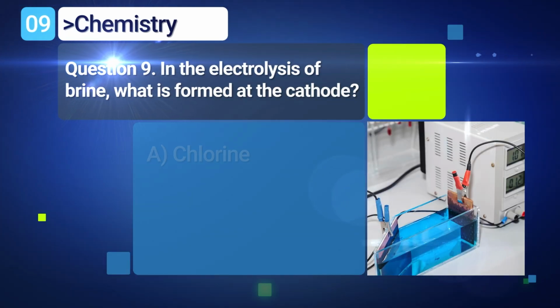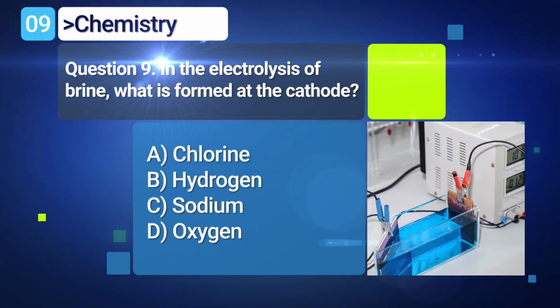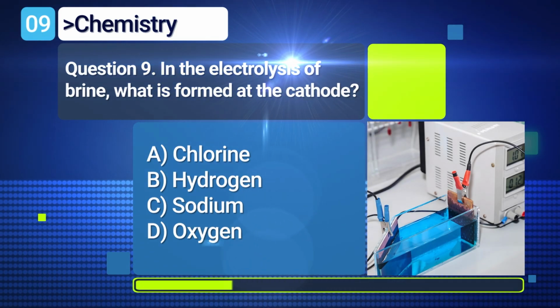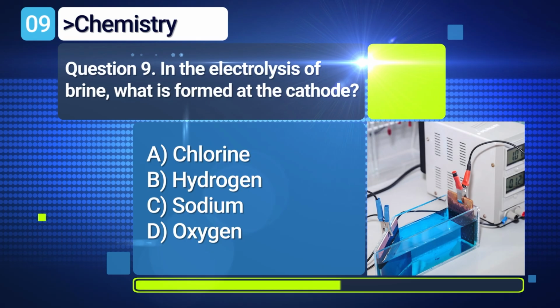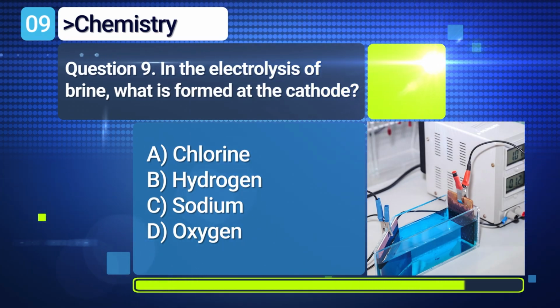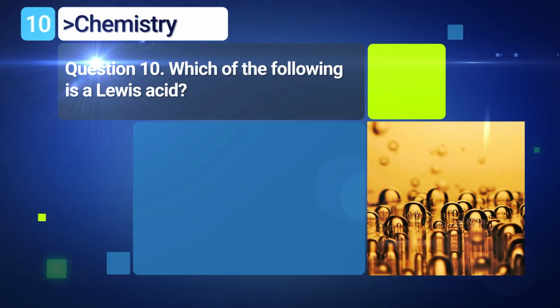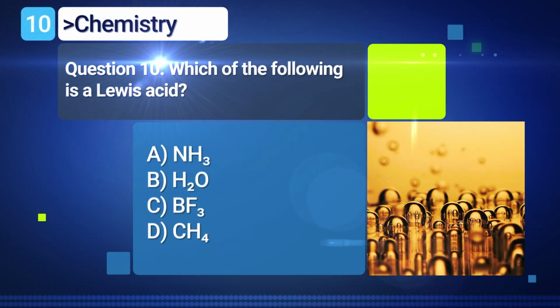Question 9. In the electrolysis of brine, what is formed at the cathode? A. Chlorine, B. Hydrogen, C. Sodium, D. Oxygen. Answer B. Hydrogen.